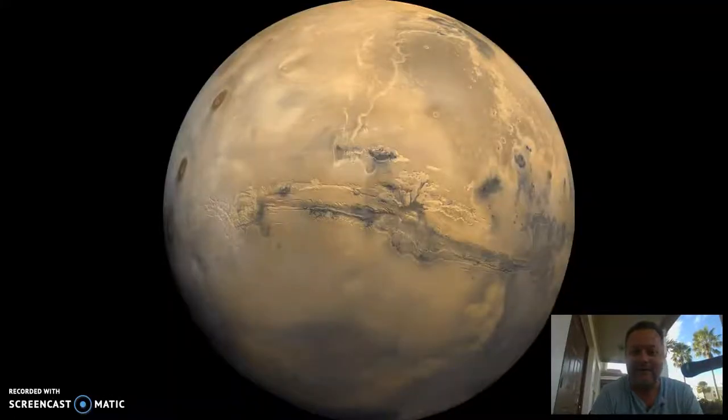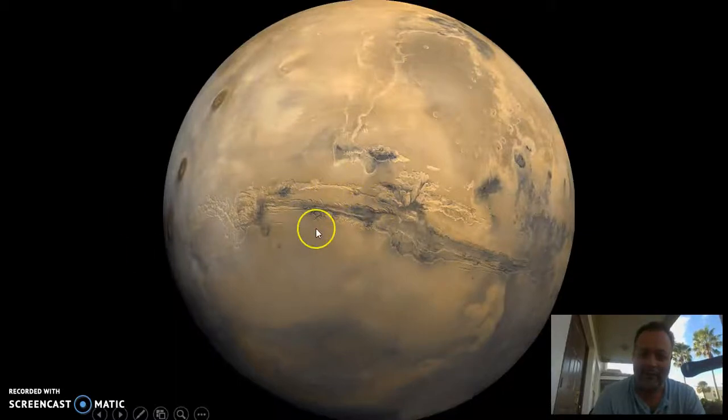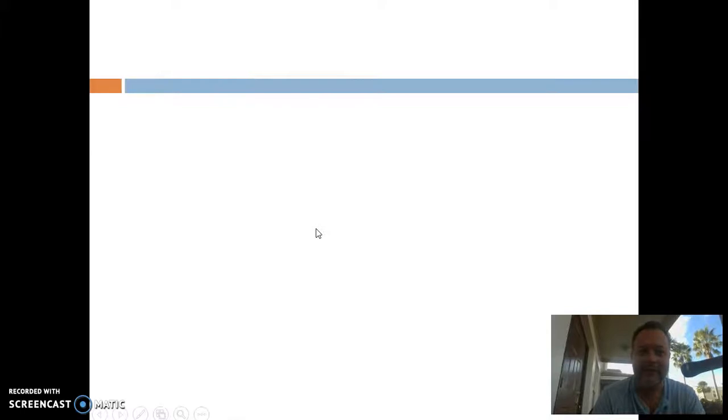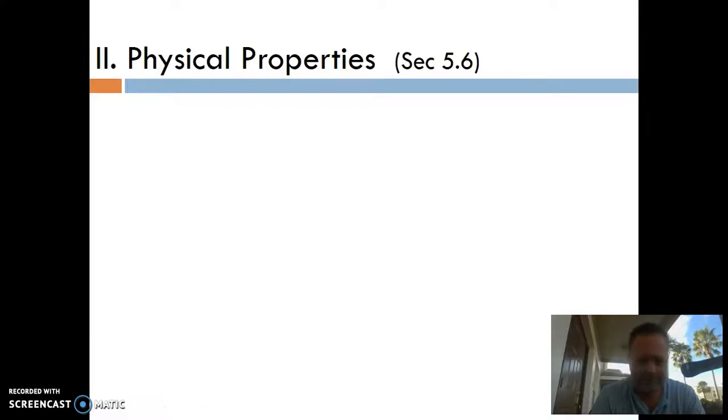All right, so that gives you some idea. Obviously, Mars is not red. We call it the red planet, but it's the color of rust, kind of a brown, kind of a red. It's the color of rust, whatever you want to call that. And here we see some of these giant, beautiful features that we're going to talk about later in the chapter. I can't wait.